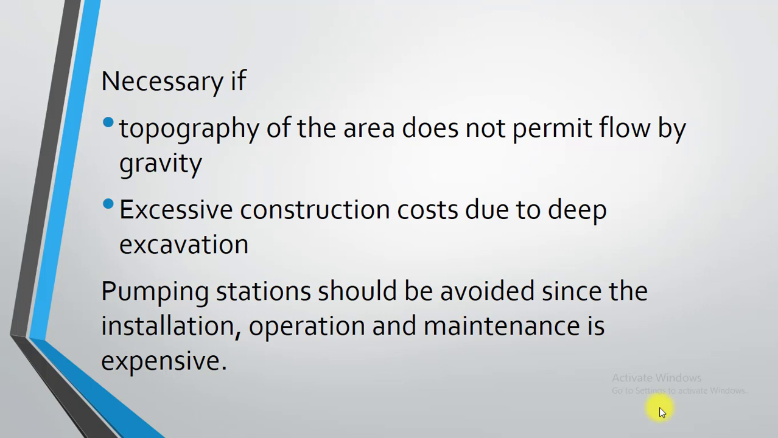The main function of this station is to pump the wastewater from one location to another, if the topography of the area does not permit the flow of wastewater by gravity. Because the normal flow of wastewater is by gravity only, not using pumps. But if the topography of the area does not allow the flow of wastewater by gravity, we need to pump the wastewater from downstream to upstream, so we have to transfer it by using pumps.